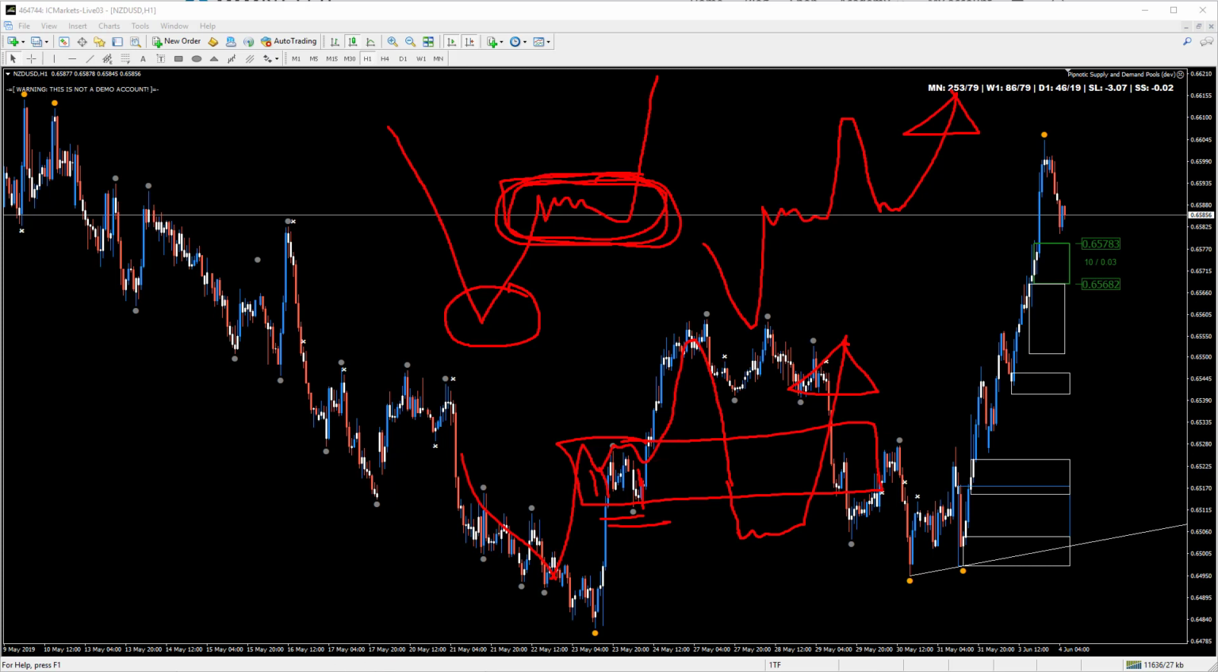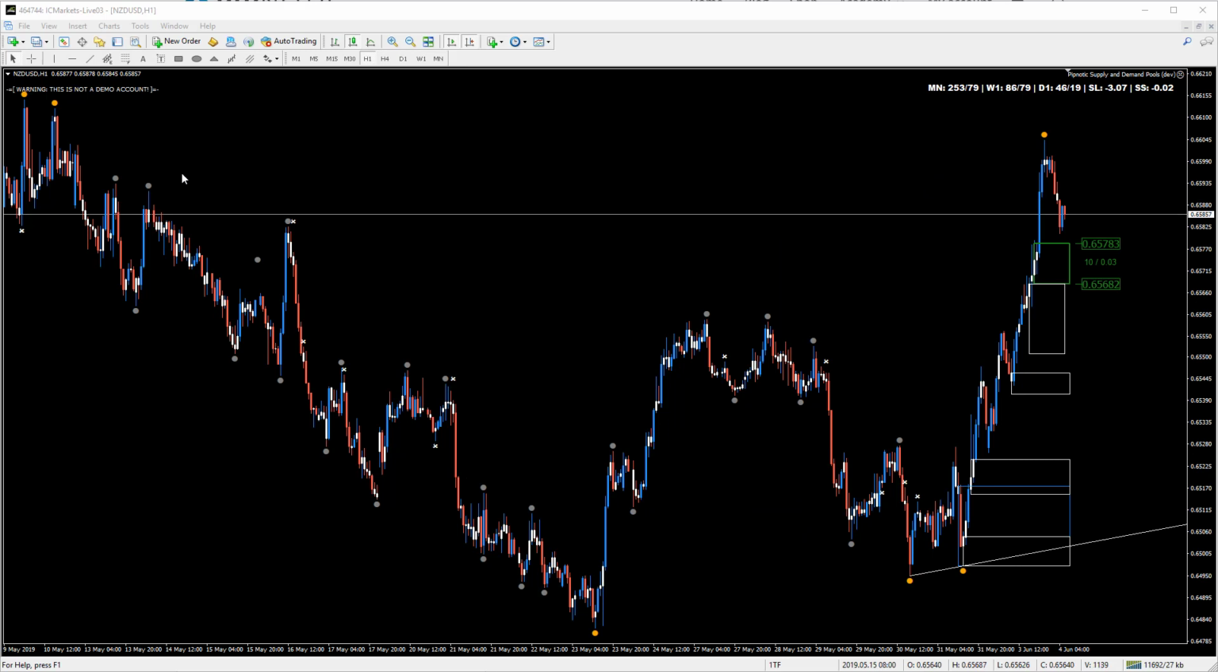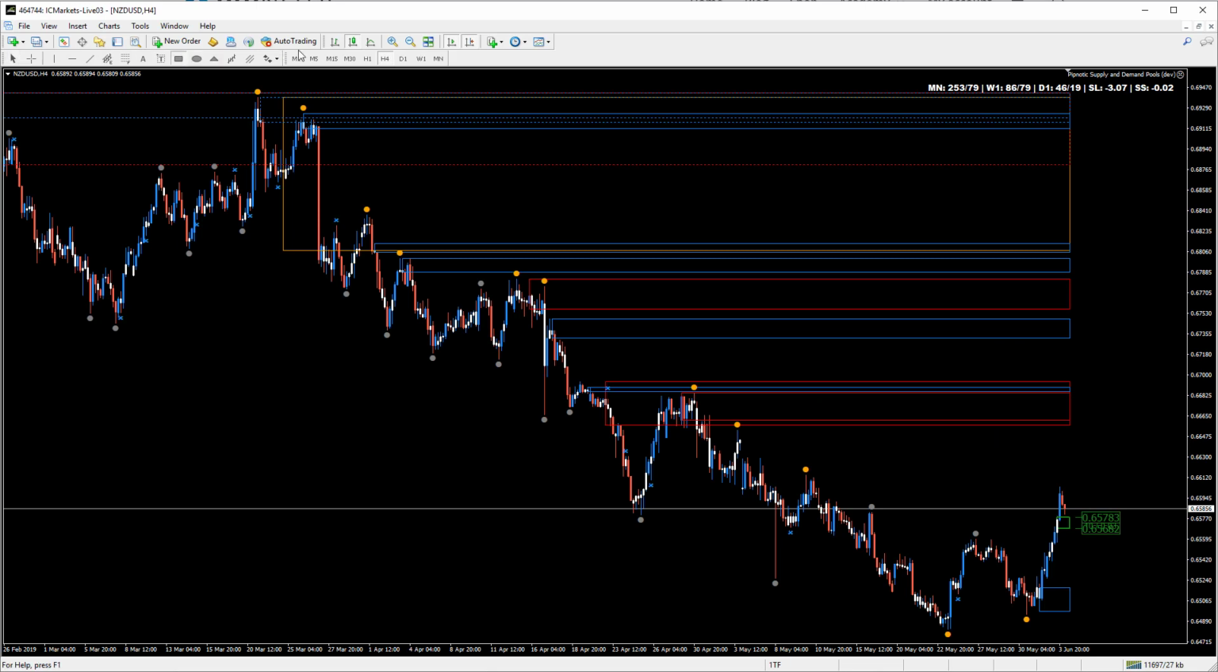And we had a trade on the Kiwi, and I was looking at this here. This is a 4-hour area.